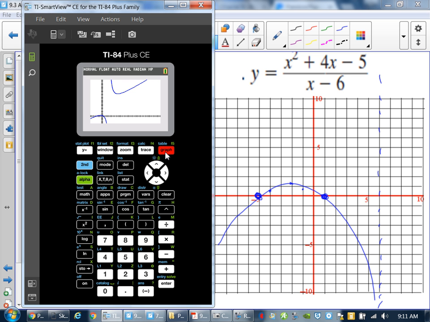What's the zero of the denominator? 6. Okay. What are the coefficients of the numerator?